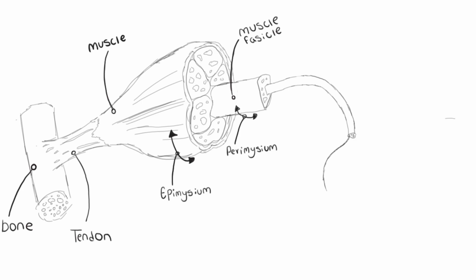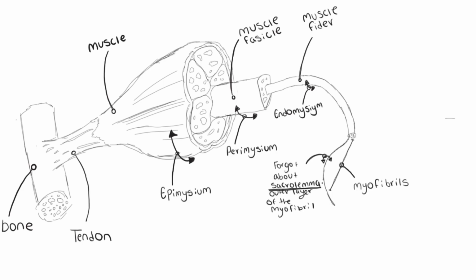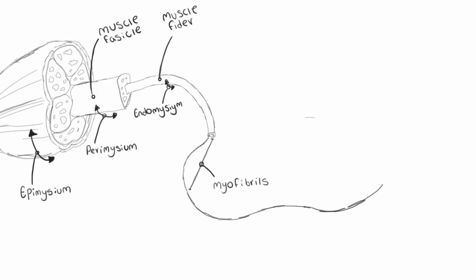The muscle fibers are the muscle cell. Endomysium is the connective tissue around the muscle fibers. And this is the myofibrils. In the myofibrils, there are sections called sarcomeres, which are the basic contraction unit of the muscle.